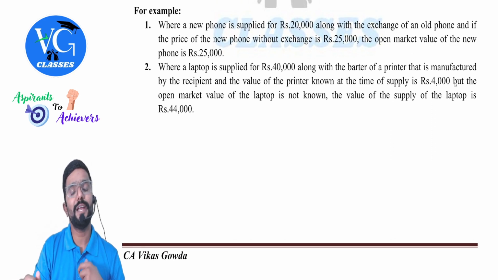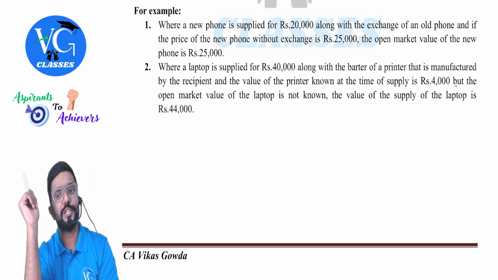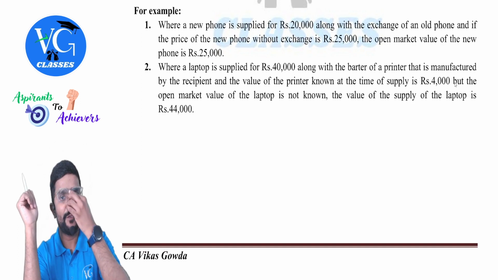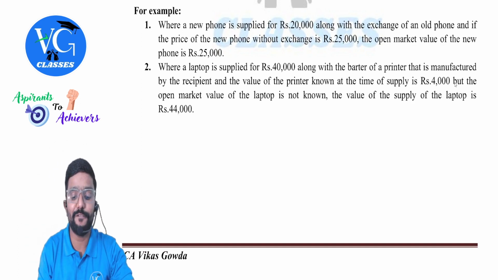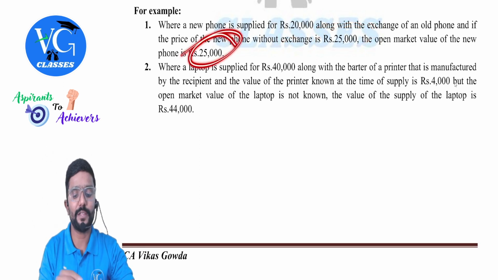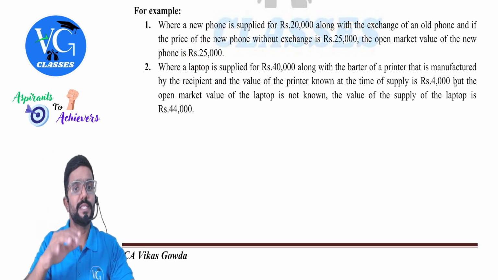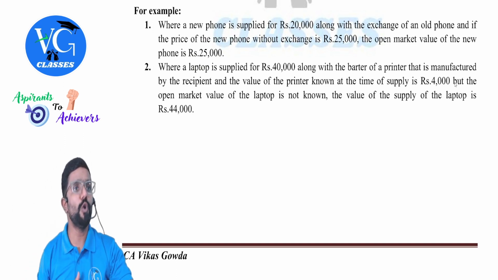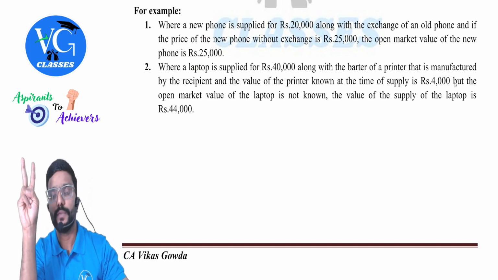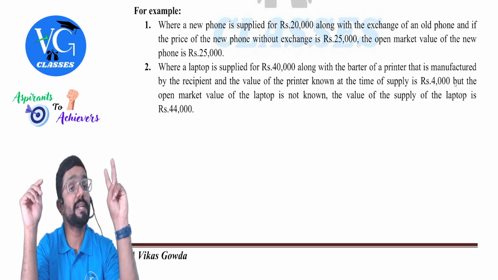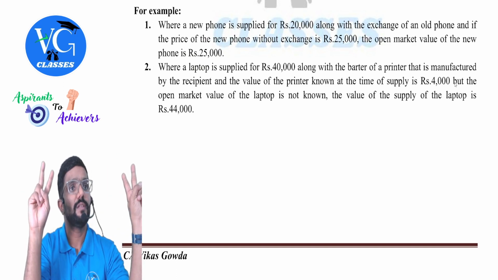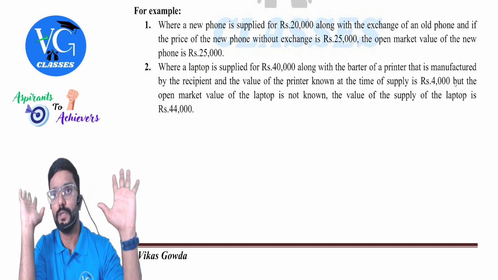Where a new phone is supplied for 20,000 along with an exchange of old phone. And if the price of new phone without exchange is 25,000, the open market value of the phone would be how much, guys? 25,000. Means the seller is selling a new phone in exchange of old phone and is charging 20,000. Consideration in money is 20 plus the exchange of old phone.